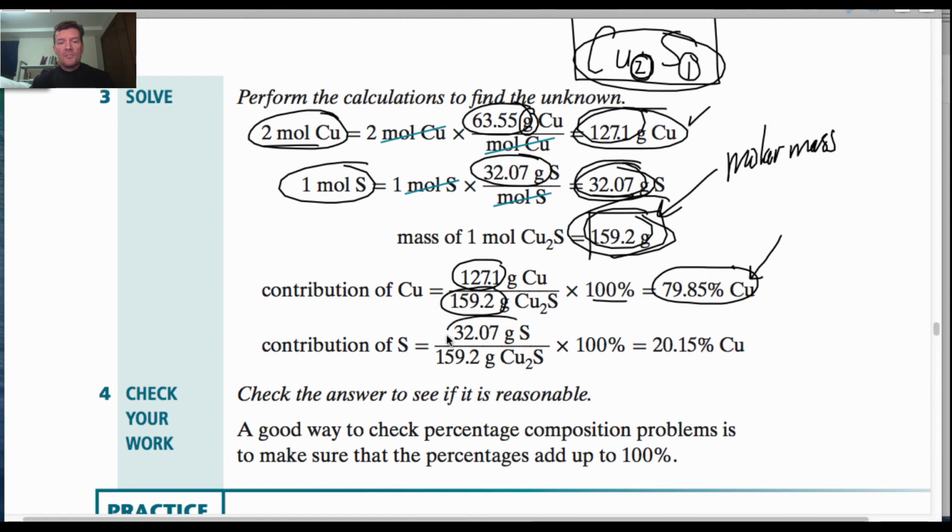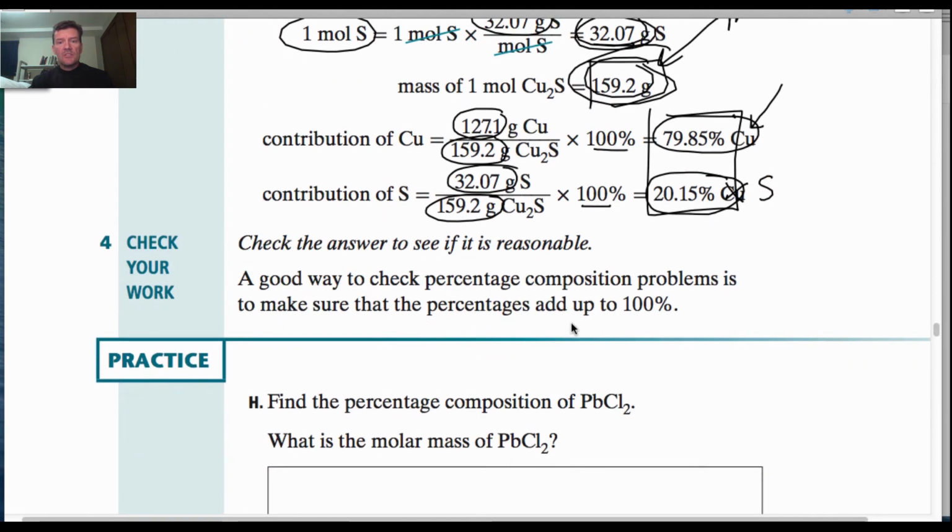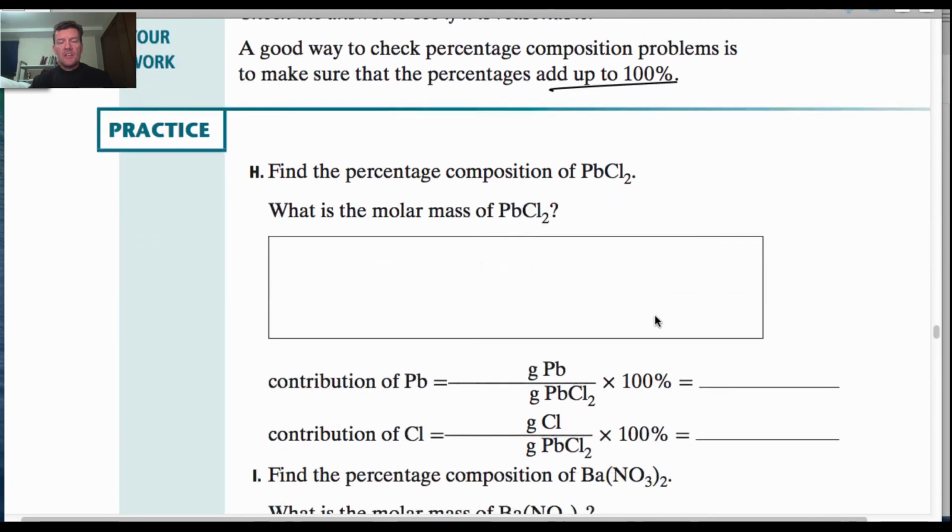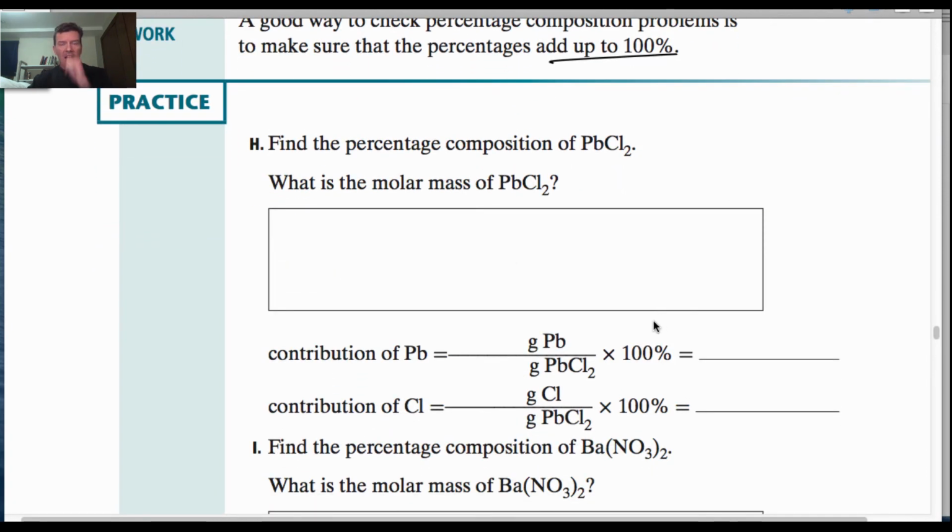Do it for sulfur: take the 32.07, divide by the total, multiply by 100. 20.15% of all of the mass is due to the sulfur. Okay? These two percentages should add up to 100, right? I know we're going to round off, so maybe it's not exactly 100, but they should be pretty close to 100%.